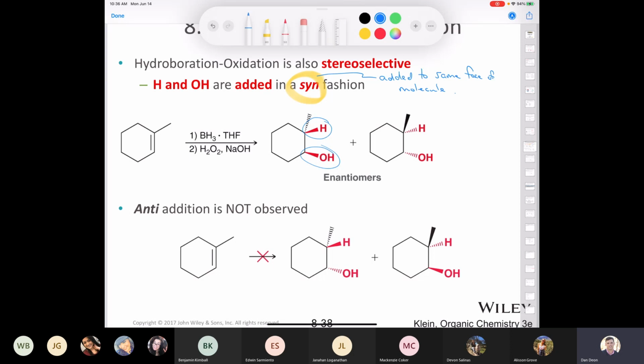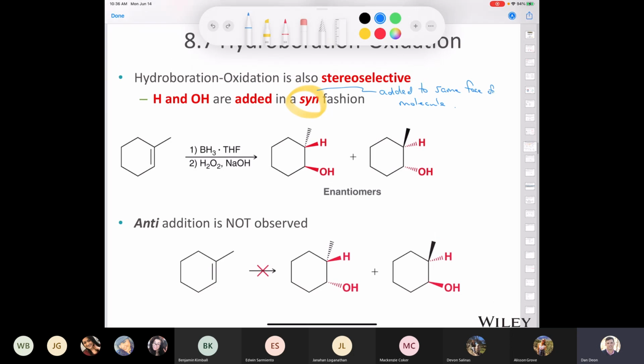Okay, so they're either both pointing up or they're both pointing down. You're never going to run into a situation where one is up and one is down. It never happens. So syn addition of the hydrogen and the hydroxyl means they're added to the same face of the molecule.